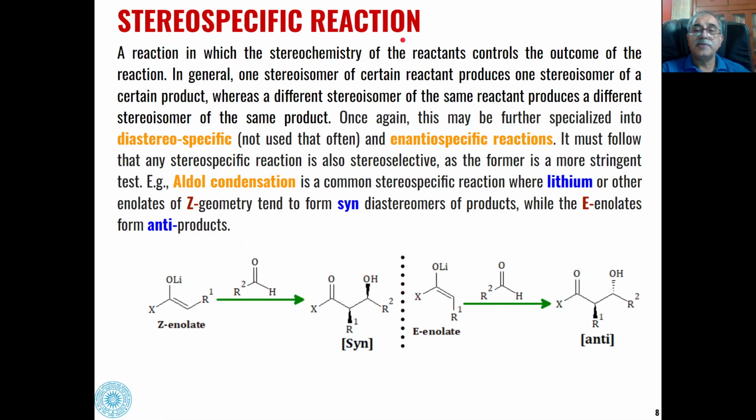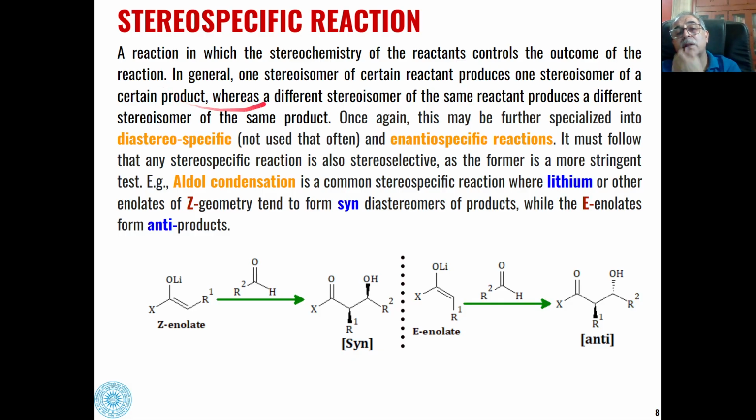Now, stereospecific reactions. A reaction is said to be stereospecific if, out of the various possible products, it gives us only one stereoisomer, either an enantiomer or diastereomer. So it is a reaction in which the stereochemistry of the reactants controls the outcome of the reaction.